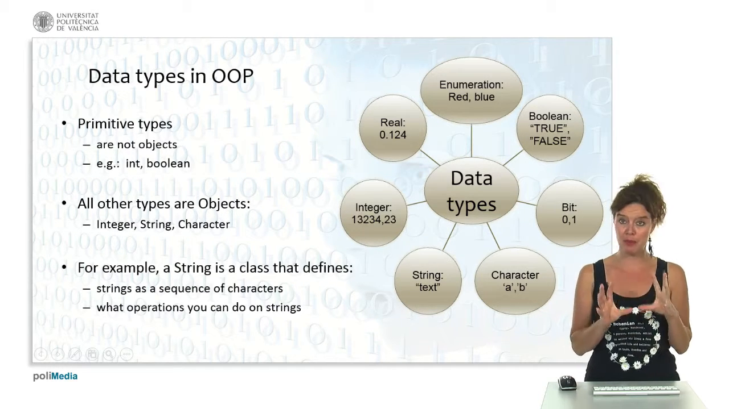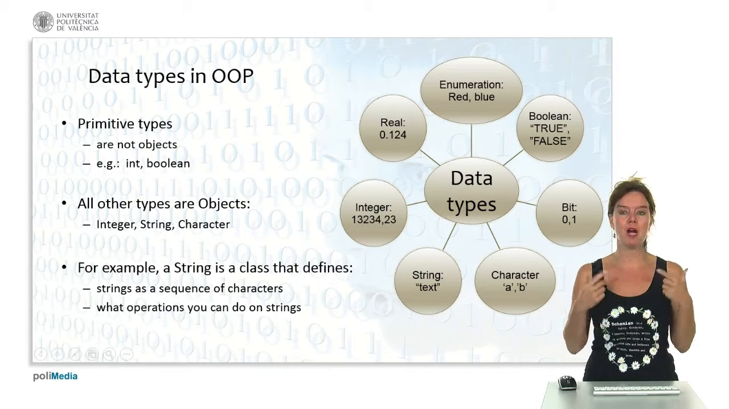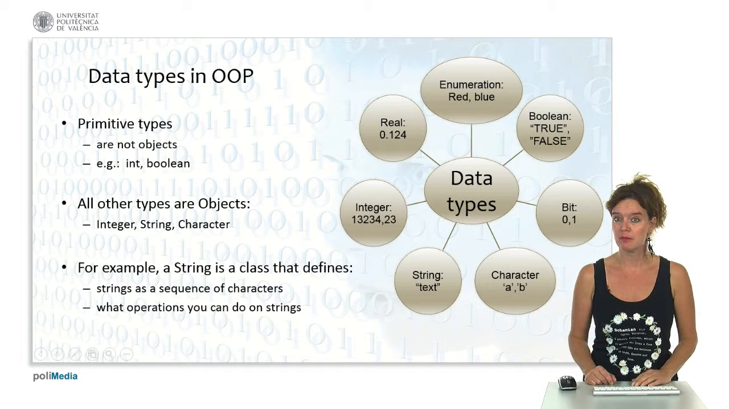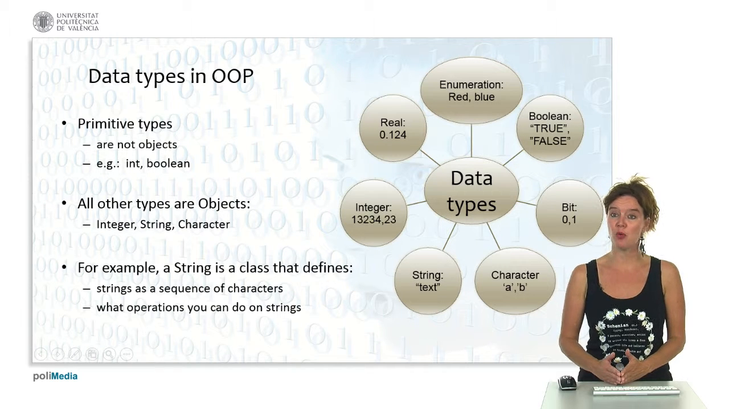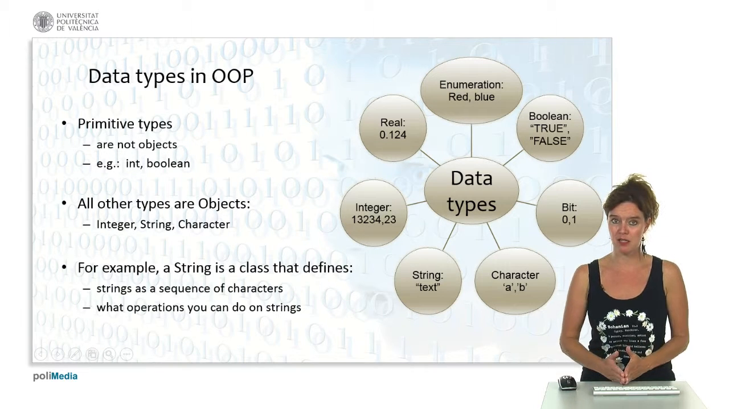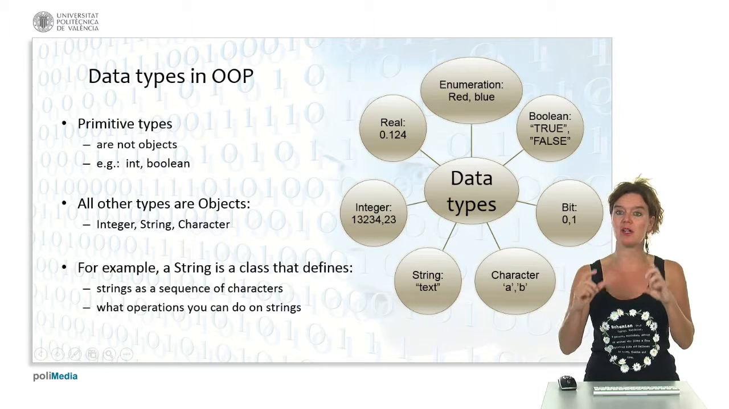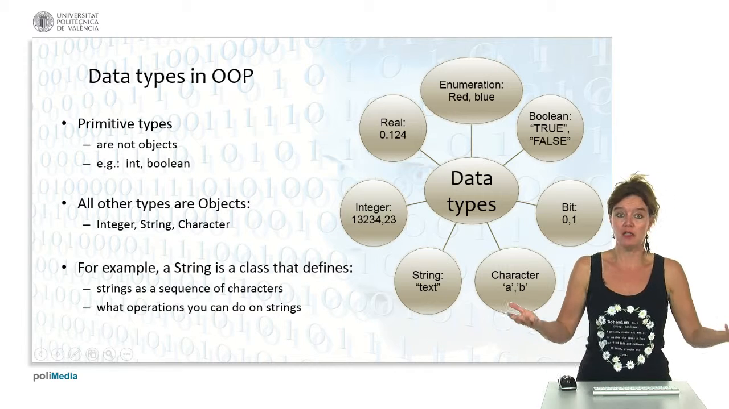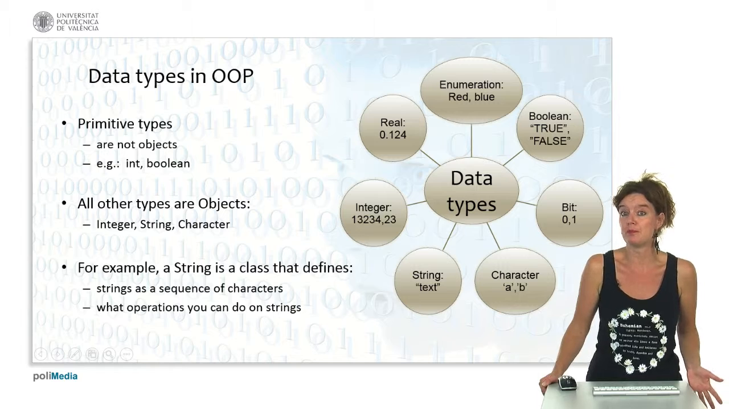Some of them are primitive types, which are not objects, but most of them are also objects. Like, for example, a string. A string in an object-oriented programming language is just an object. So a string is a class, and specific strings, sequences of characters, are instances of this class string. And then the class string defines the operations you can do on strings, like, for example, print them.